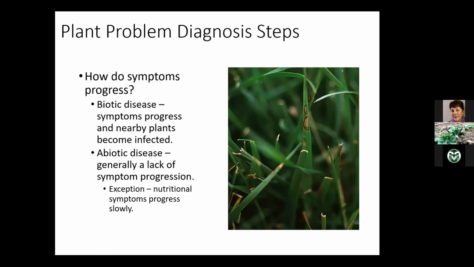With a biotic problem, the symptoms progress, and sometimes your nearby plants can become infected, especially if they're in the same species or the same genus. So we have to be careful with that. So we look at all of those things associated with that. A biotic problem is going to progress; abiotic generally is not going to progress and get any worse.